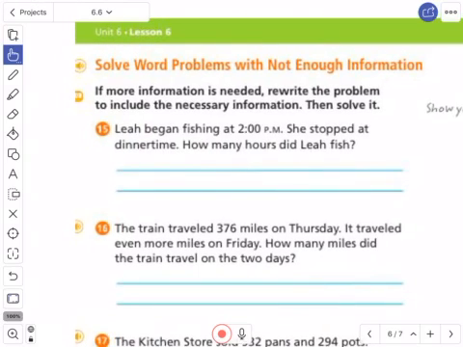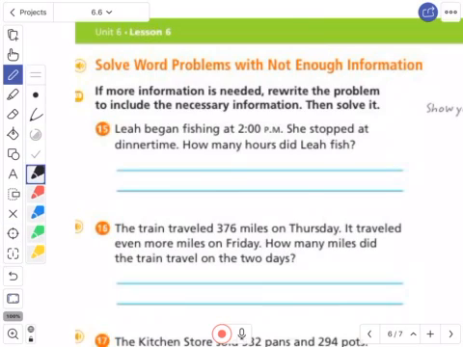Leah began fishing at 2 o'clock p.m. She stopped at dinner time. How many hours did Leah fish? Okay, well, so for this one, it says she started fishing at 2 o'clock and she stopped at dinner time. How many hours did she fish? Well, I need to know what time dinner time was.